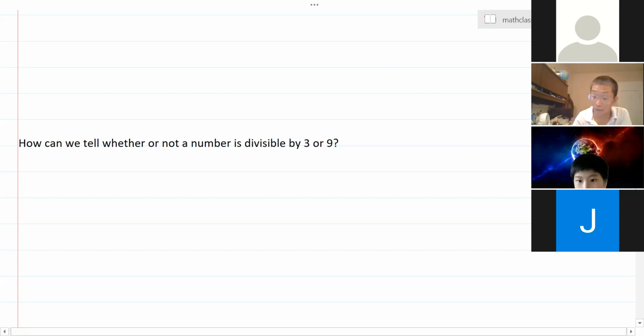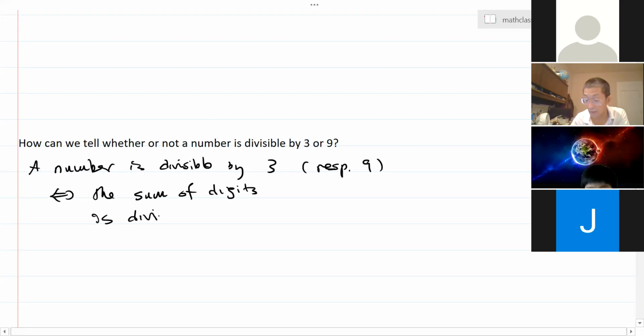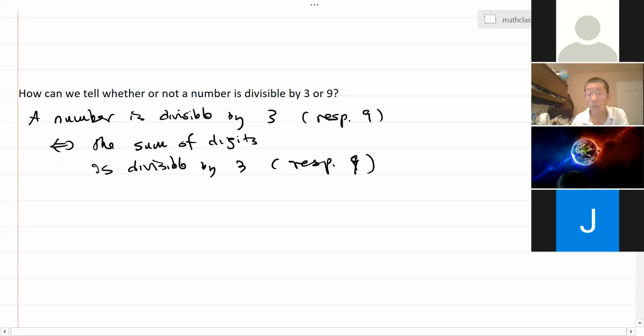Why is this true? Let me state the fact. A number is divisible by 3 and, respectively, by 9 if and only if the sum of digits is divisible by 3. If it's 9, then divisible by 9. Okay, why is this true?